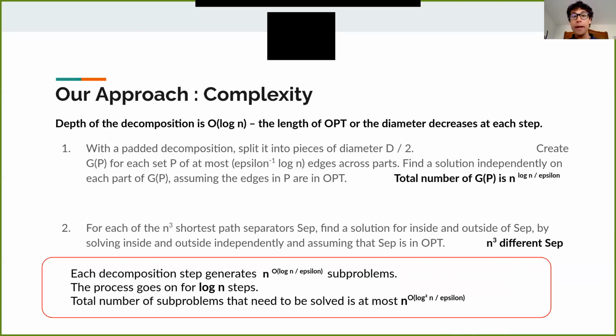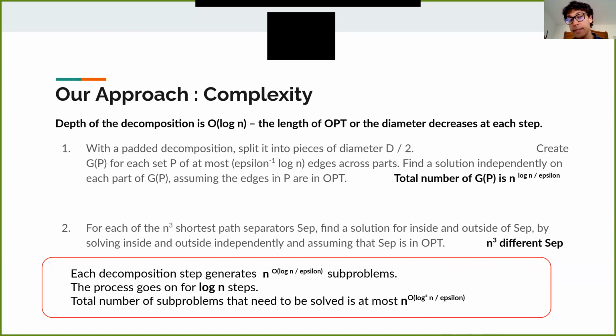Now the complexity of the algorithm: the depth of the decomposition is log n, because either the length of OPT decreases by a constant factor, or the diameter decreases by a constant factor, and these are both poly n. So after log n steps, I'm sure I'm done. I should not decompose anymore.